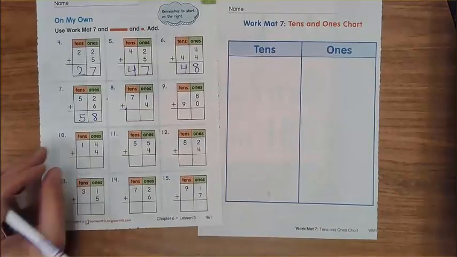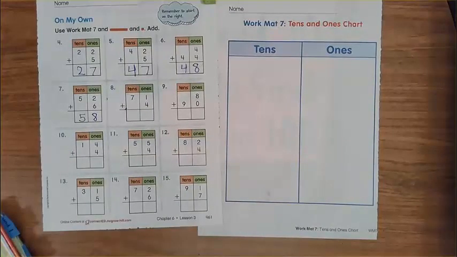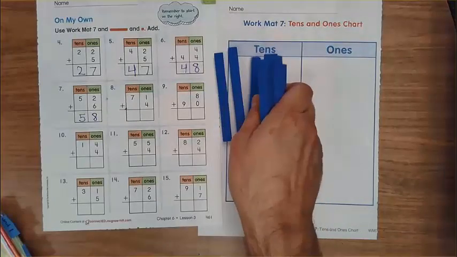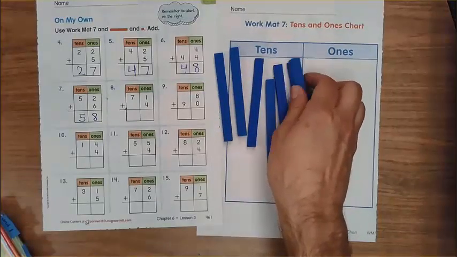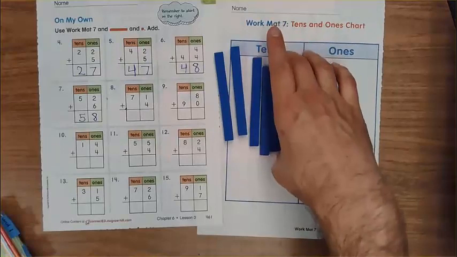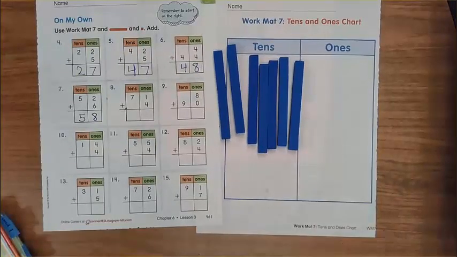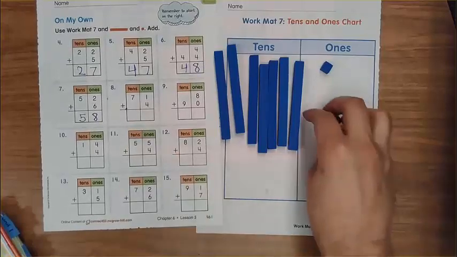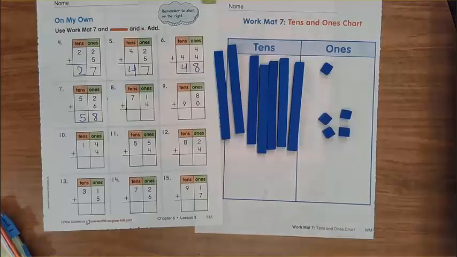It says 71 plus 4. Okay, so 71 has how many tens and how many ones? Well, it has 7 tens. So let's do that. 1, 2, 3, 4, 5, 6, 7. So that's 7 tens right there. And then 1 one. So that's 71. Plus 4. So that means 4 ones. So it's 1, 2, 3, 4.